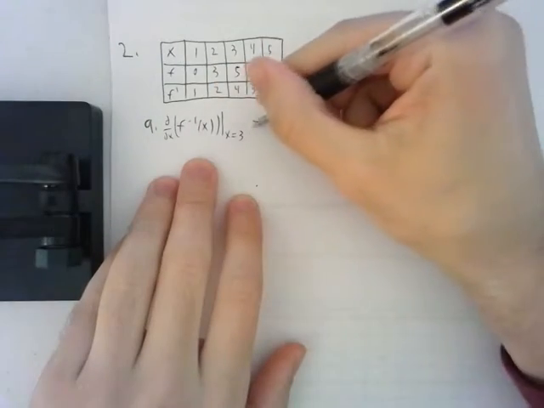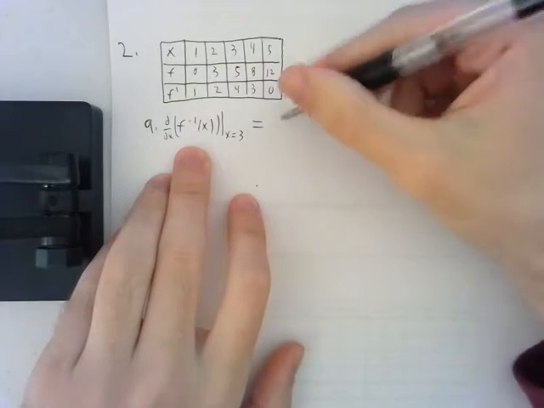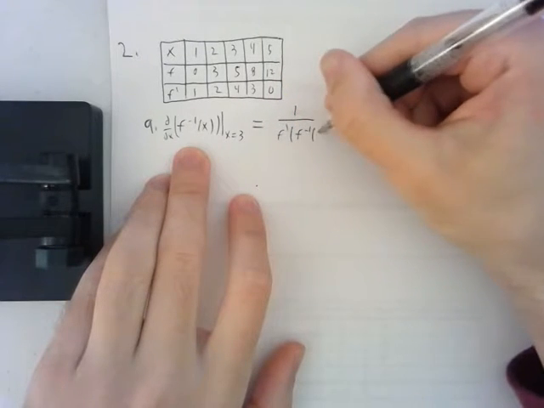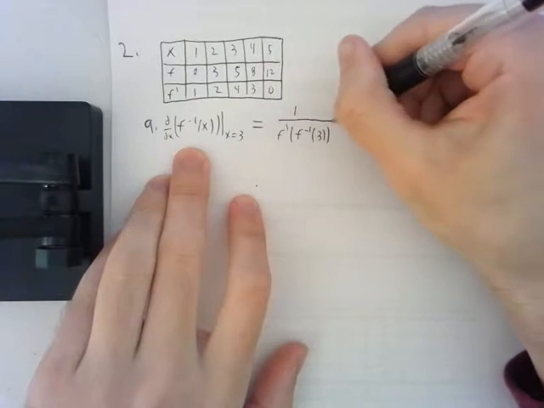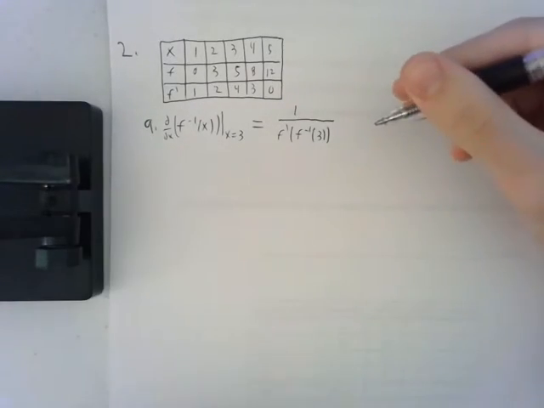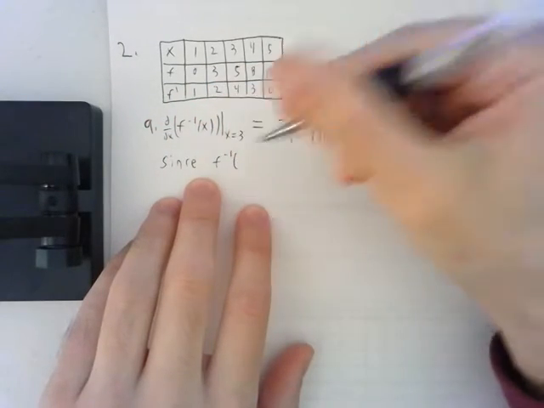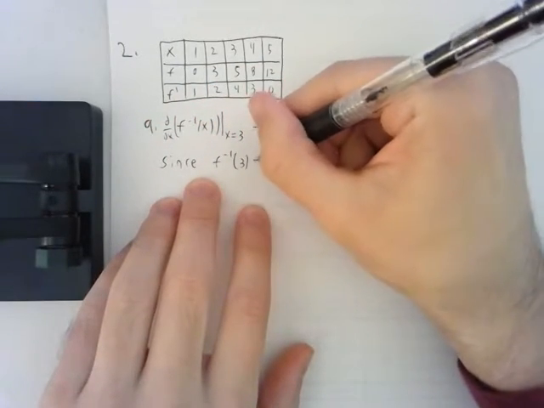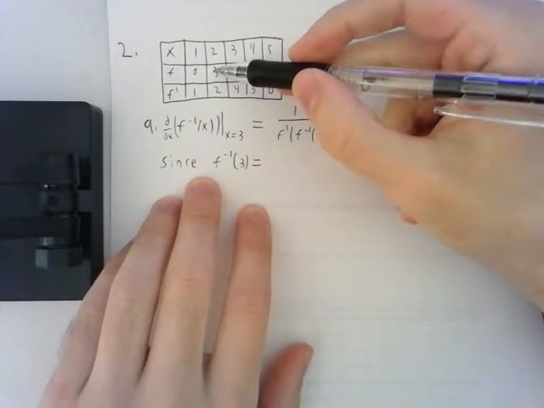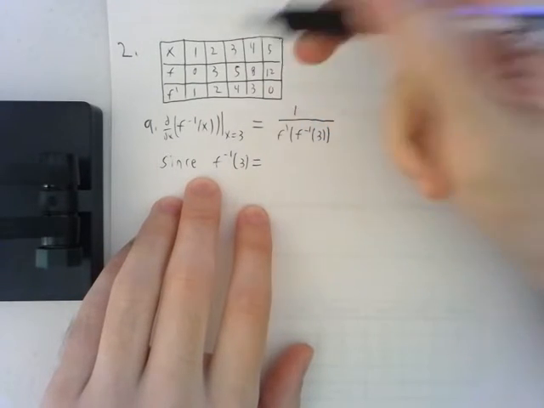And so we have a formula for the derivative of an inverse function at a given point, which is that it's 1 over f prime of f inverse of that value. So if we look at the table, we can find the value of f inverse of 3 because we see that when f is equal to 3, x is equal to 2. So therefore, f inverse of 3 is equal to 2.